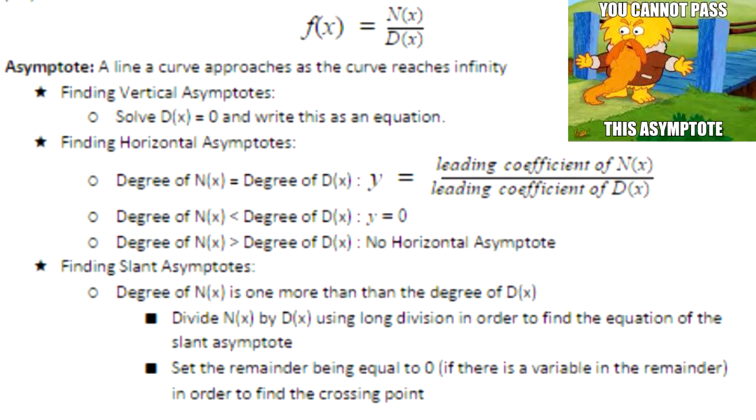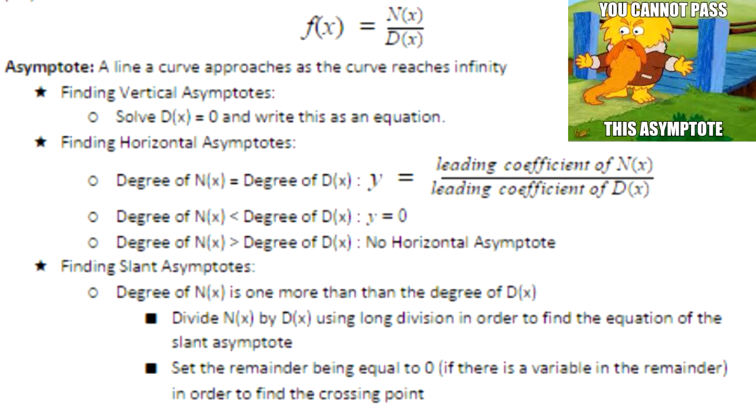End-behavior asymptotes consist of horizontal asymptotes and slant asymptotes. To find horizontal asymptotes, you check the degrees of the numerator and the denominator. If the degree of the numerator equals the degree of the denominator, then the horizontal asymptote equation is y equals the leading coefficient of the numerator over the leading coefficient of the denominator. If the degree of the numerator is less than the degree of the denominator, then the horizontal asymptote is y equals 0, which is also the x-axis. When the degree of the numerator is greater than the degree of the denominator, there is no horizontal asymptote.